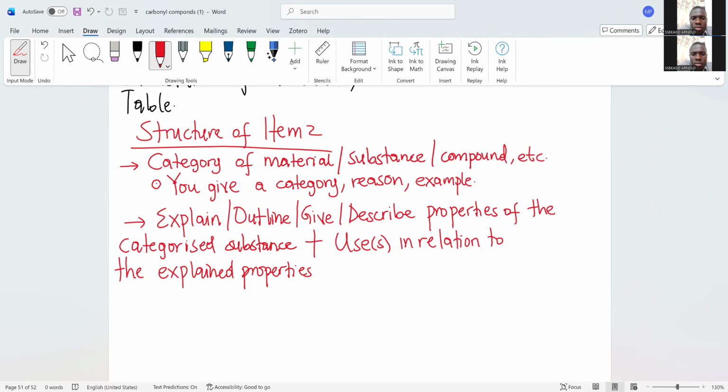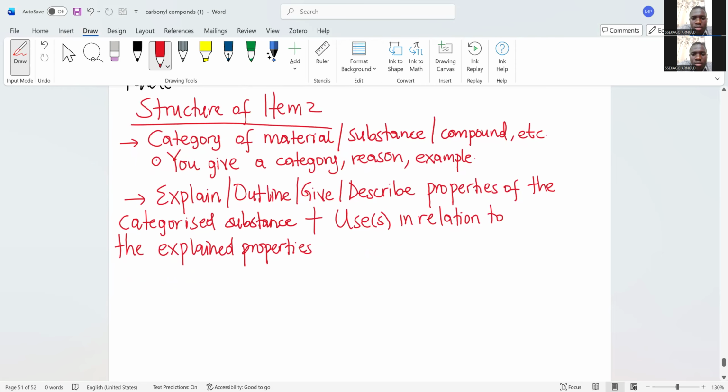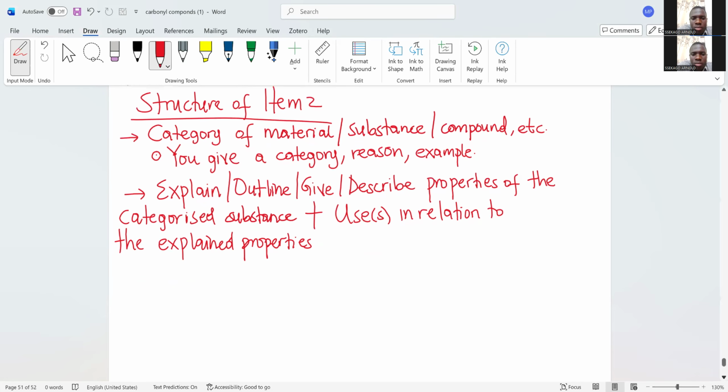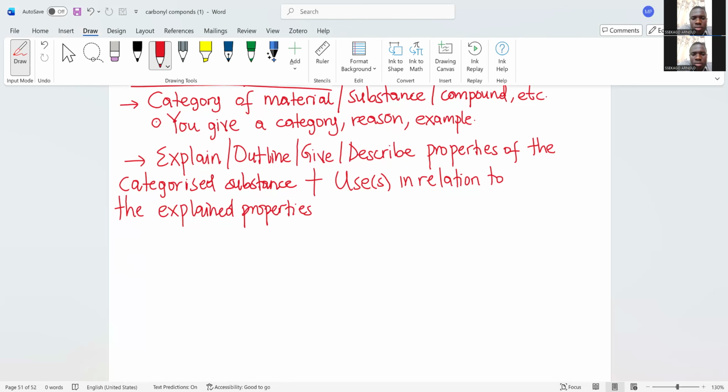I know that these things at first don't make sense, but once they are done with examples, you start to feel the chemistry. So you explain the properties of the category substance plus uses in relation to the explained properties. We are going to see what that means. Don't worry.